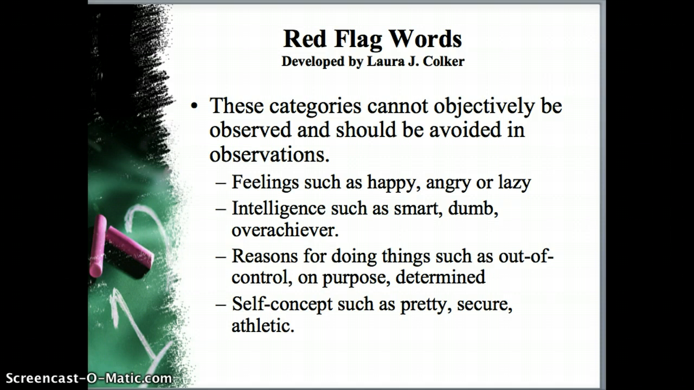We also want to stay away from interpreting reasons that the child was doing something. For example, they did this on purpose, or they were determined. We don't need to label these, and we don't necessarily know the true intent. And the final thing we want to stay away from is self-concept things such as pretty, athletic. These are labels that I feel teachers put on to make them feel good about the child, but they're not offering us any developmental information, so we want to stay away from them.